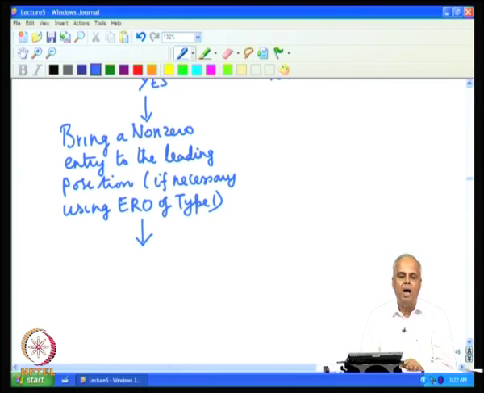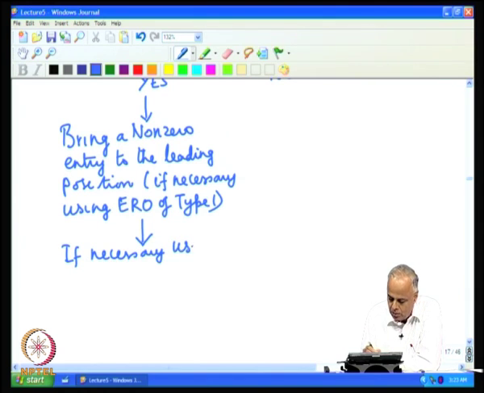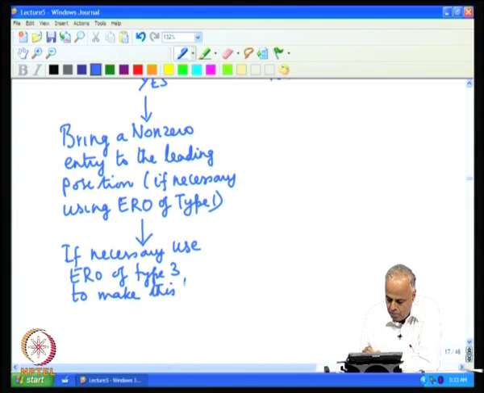We would like to have a standardization there. We shall make that 1. How do I make that 1? If it is already 1, I do not have to do anything. If it is 15, in order to make it 1, I will divide it by 15. What does that mean? You have to multiply that top row by 1 over 15, and that is an elementary row operation of type 3. So, if necessary, use ERO of type 3 to make this top non-zero entry as 1.